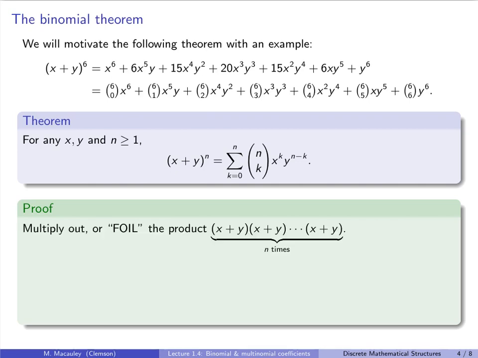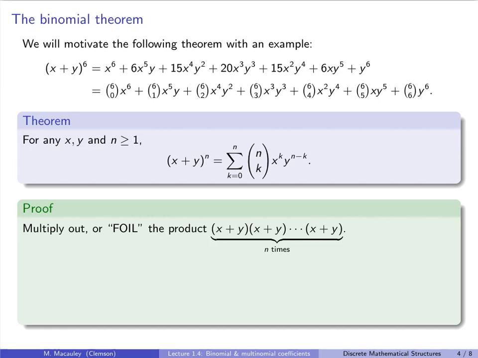Let's start by multiplying out, or FOILing. Remember this acronym? First, outer, inner, last. If not, all the better. The product (x plus y) to the n. So here we have n copies of x plus y, like this. And think about what happens when you multiply this out.